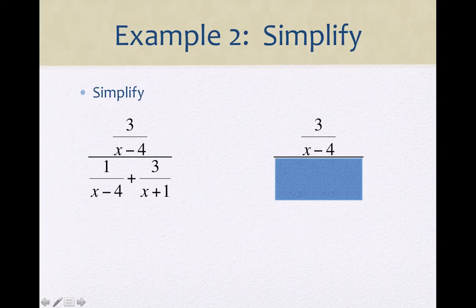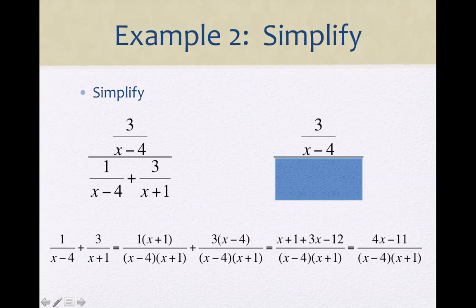But our bottom is going to need some work. We need to take these two expressions and actually add them together to get a single expression. So again, least common denominator. Since there's no common factor in these two, we're going to use both. And so that means that we need to take the 1 here times the x plus 1 and the 3 here times the x minus 4.